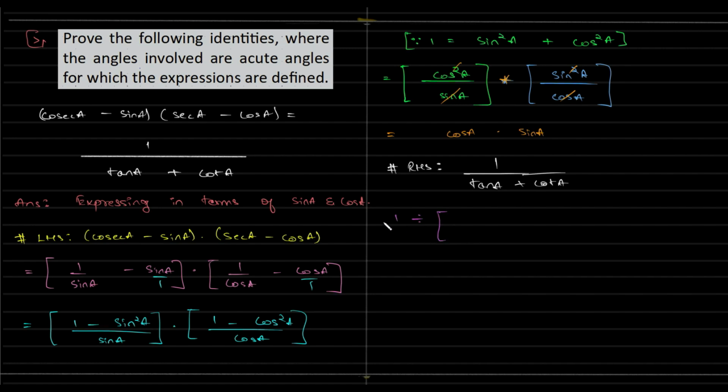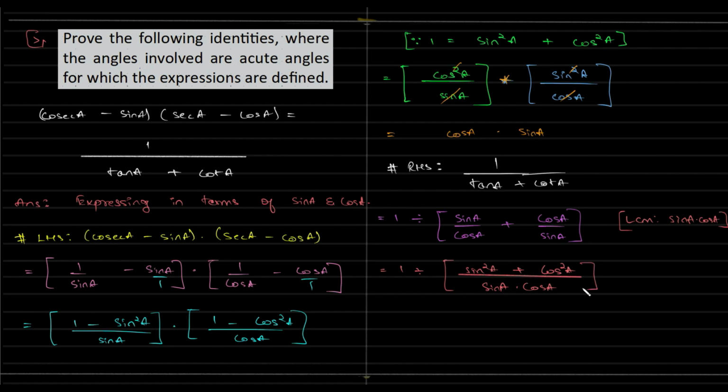1 divided by tan A plus cot A, where tan A is sine A by cos A and cot A is cos A by sine A. So we have 1 divided by sine A by cos A plus cos A by sine A. LCM here is sine A into cos A. So all I have to do is multiply and divide with sine A over here, so I'll end up with sine square A, and with cos A over here, I'll end up with cos square A. Entire thing divided by sine A into cos A. Close the bracket.